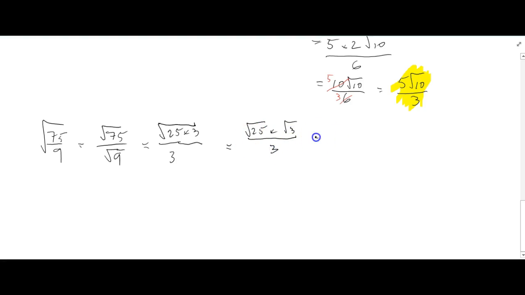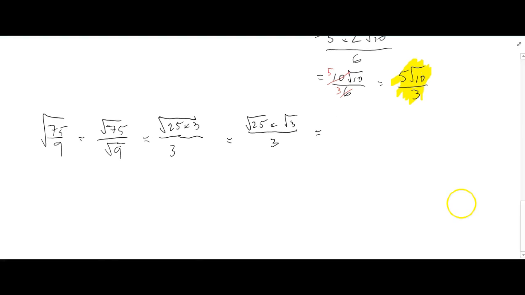Hopefully you can see that this will be 5 root 3 on 3. I cannot simplify that any further. Root 3 doesn't simplify, and neither do the coefficients out here. Okay, that's how you simplify surds.